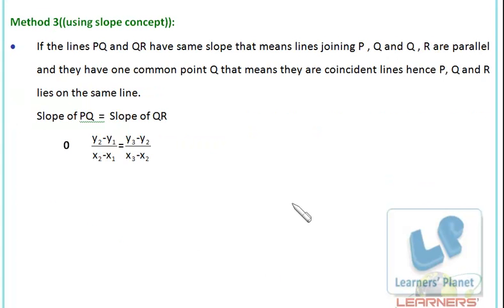Okay, and one more very simple method: if the 3 points are collinear, then slope will be same, right? Suppose I have 3 points P, Q, R. So slope of PQ will be equal to slope of QR will be equal to slope of PR, right? So you just can equate the slope. If the slope is same, then the 3 points are collinear. If slope is not same, that means the 3 points are not collinear. Okay.